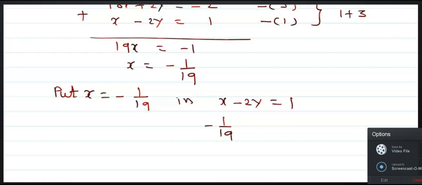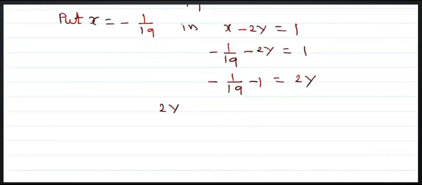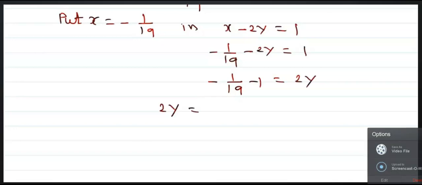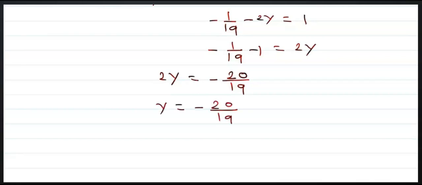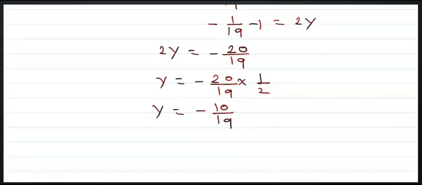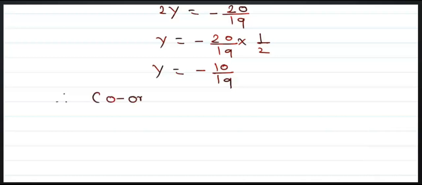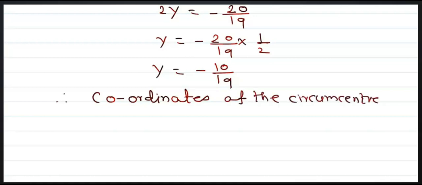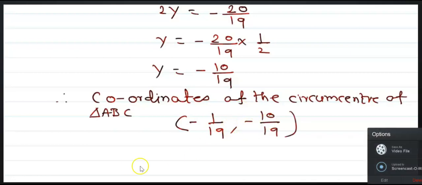x minus 2y is equal to 1. Therefore, y is equal to minus 10 upon 19. The coordinates of the circumcenter of triangle ABC are (minus 1 upon 19, minus 10 upon 19).